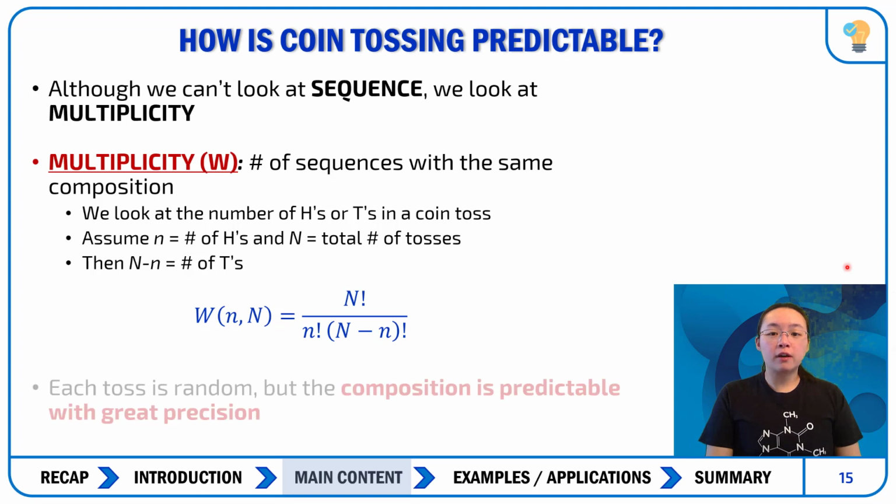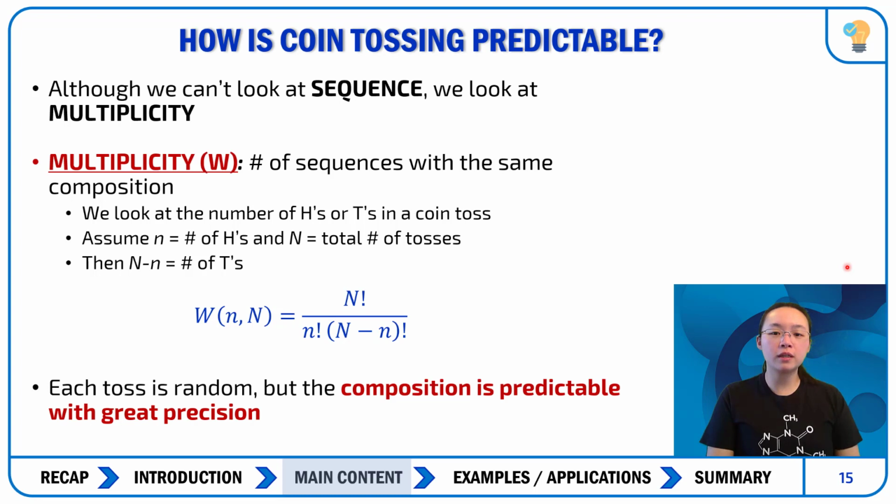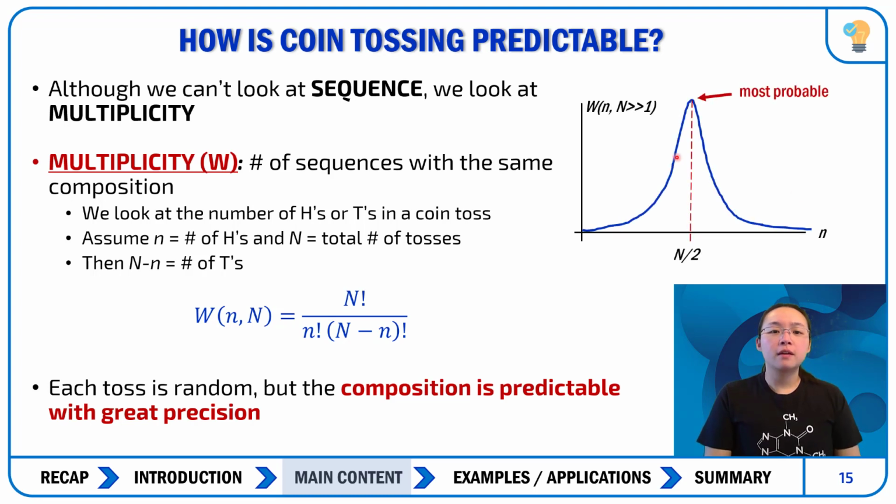So although each toss is random, the composition is predictable with great precision. And looking at the probability graph here, let's take a look. We have n being this, so basically the number of heads, and this would be our multiplicity. So we see that at the number of tosses divided by 2 point, this is the most probable, giving us an equal split of heads and tails. So every toss is going to be random, but if we just take a look at composition and multiplicity, then everything becomes predictable with fairly great precision.